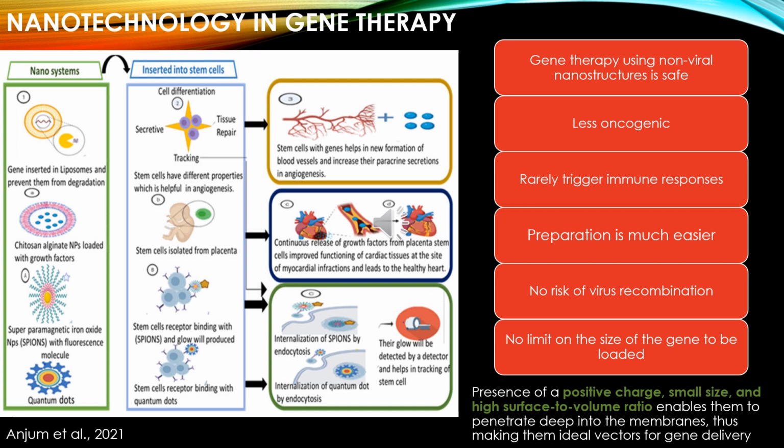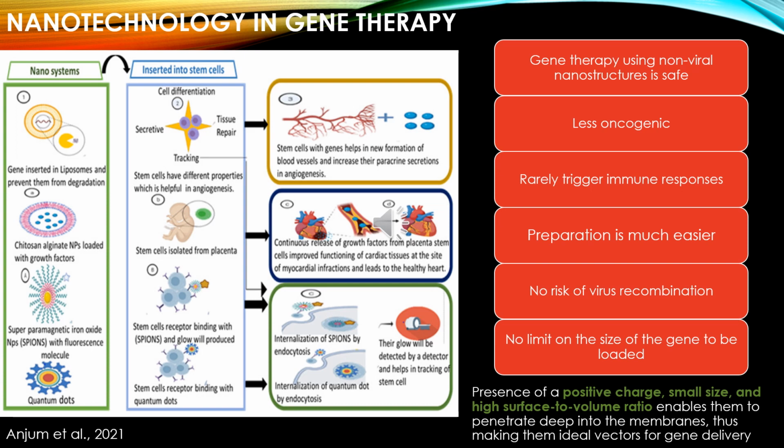When we load our gene inside, it can be protected from enzymatic or chemical attack. The second one is chitosan alginate nanoparticles loaded with growth factors. These nanoparticles have a core structure that can hold a number of growth factors and easily transport them into the target cell. The third one is superparamagnetic iron oxide nanoparticles, called SPIONs, with a fluorescent molecule. When the fluorescent tag is attached, we can easily track the movement of the nanoparticles and use them for diagnostic as well as imaging purposes.